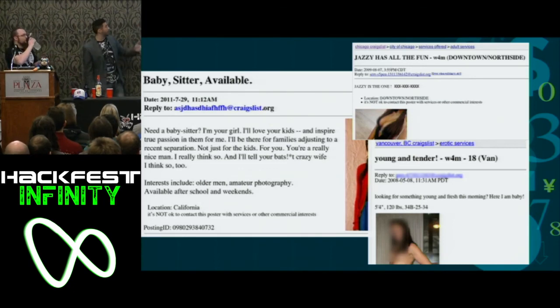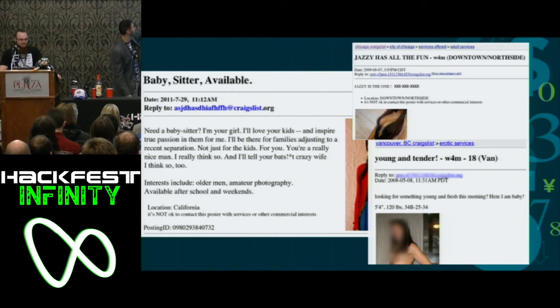What's hilarious is the lack of subtlety in letting you definitely know that this is an underage girl that you're paying for. And it goes something like, need a babysitter, baby hyphen sitter, baby space comma sitter. I'm your girl. I'll love your kids and inspire true passion in them for me. I'll be there for families adjusting to a recent separation, not just for the kids.